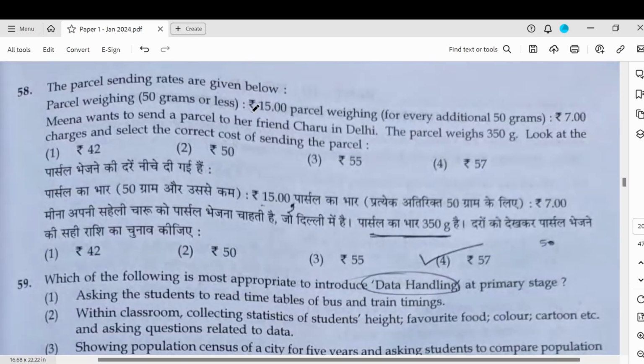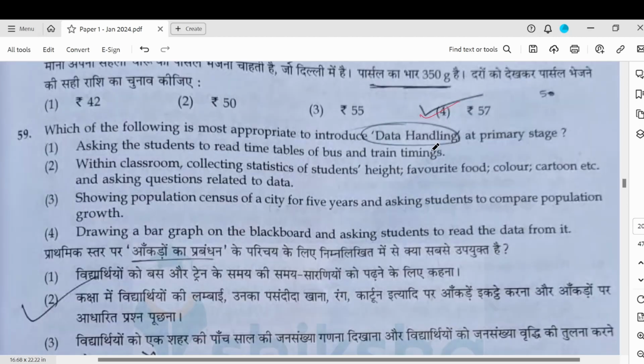The parcel sending rates are as follows: 50 grams or less, so the first 50 grams it is 15, and for every additional 50 grams it is 7 rupees. Charu is sending a parcel of 350. So for the first 50 grams, she has paid 15, and now there are 6 into 50. So 6 times 7. So she has to pay 6 into 7, which is 42. So 42 plus 15, which is 57.